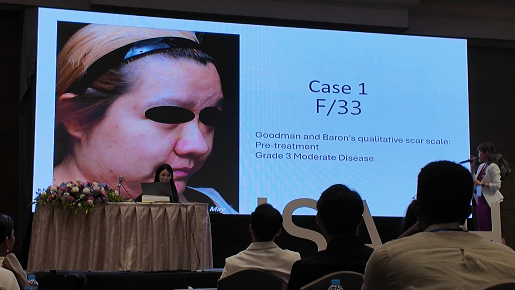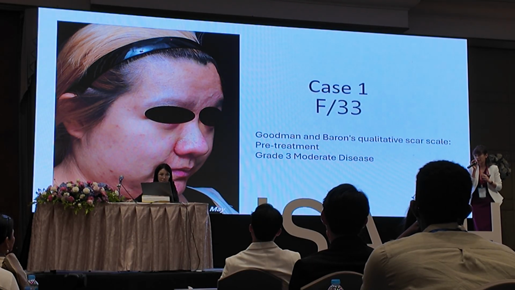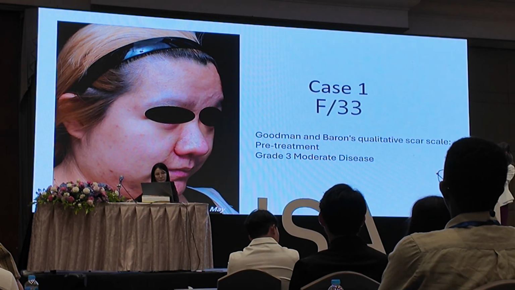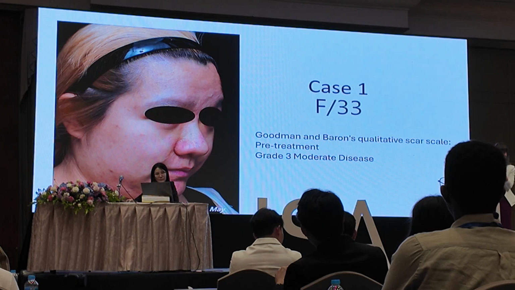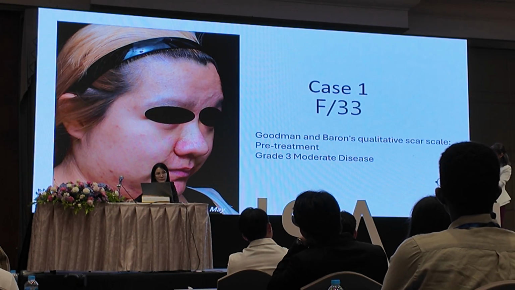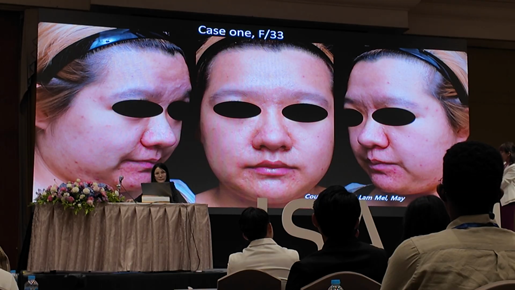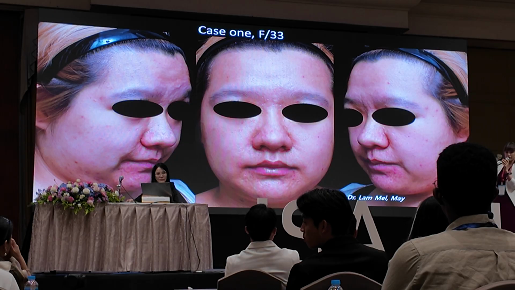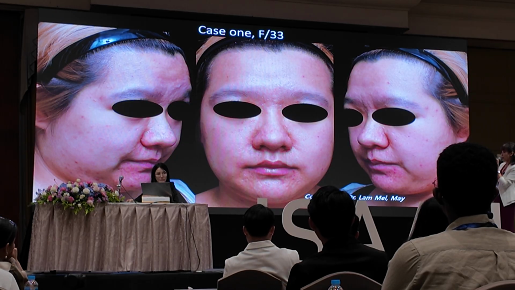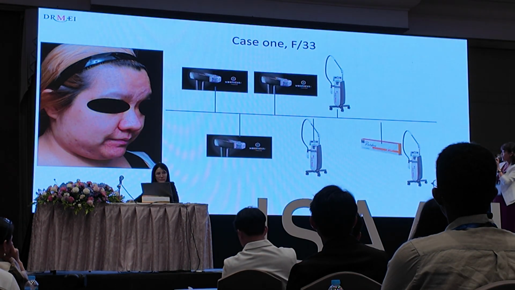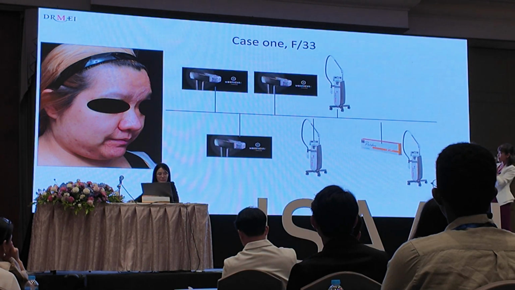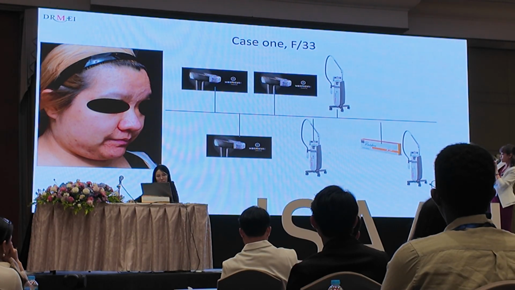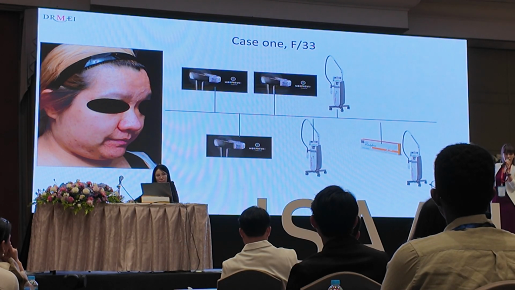So this is the first case. She's a 33 year old lady who has grade 3 moderate disease to start with. Her acne scars mostly focus on the central area, the glabella, the nose, and the chin. She has multiple ice pick scars at the glabella region, hypertrophic scars at the chin, and also acne papules that are on and off. She received multiple sessions of microneedling RF, then the fractional laser in between, and finally the fractional thulium laser with the skin booster.